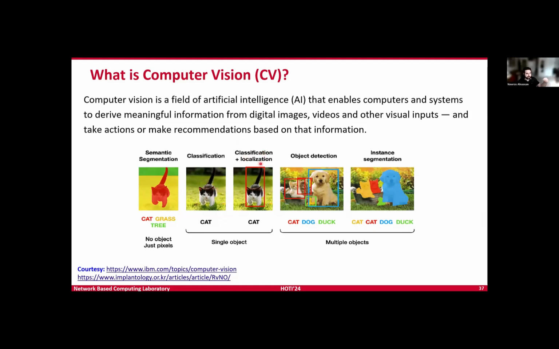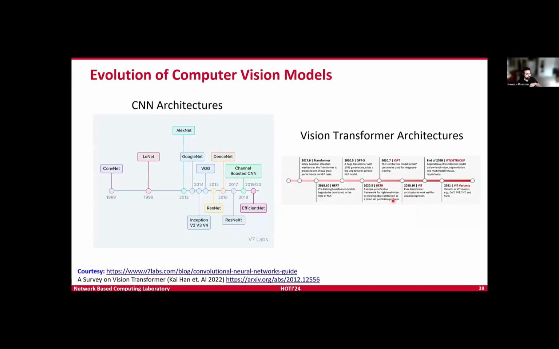We have classification plus localization. So find the object, put it in a bounding box, and then predict what it is. And then we have other things like multiple object detection and instance segmentation, where we have multiple objects within the image, and we are interested only in these objects. And the objective is to classify the individual pixels and assign them to different objects.